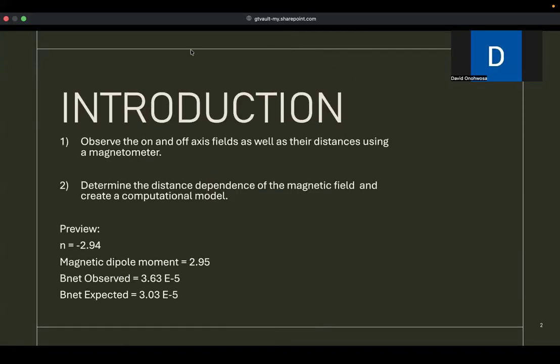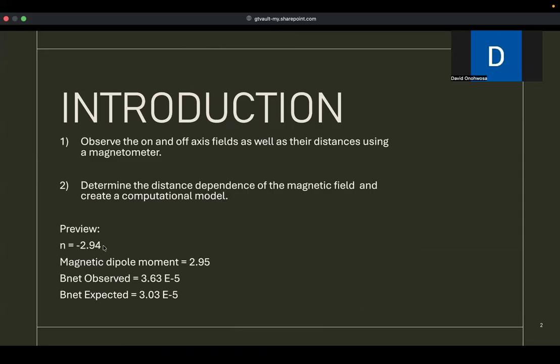So for our introduction, the purpose of this lab was to observe the on and off axis fields as well as their distances using a magnetometer, and then determine the distance dependence of the magnetic field of our bar magnet and create a computational model.